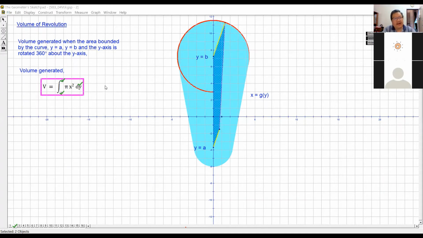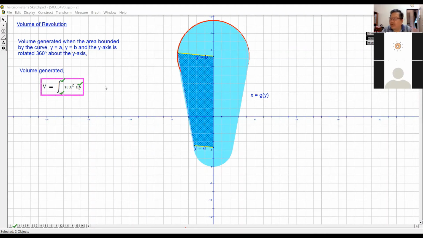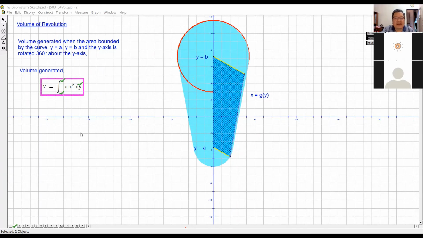This means that if you want to rotate about the y-axis, everything must be in terms of y. If you want to rotate about the x-axis, everything must be in terms of x. So we look at one example.